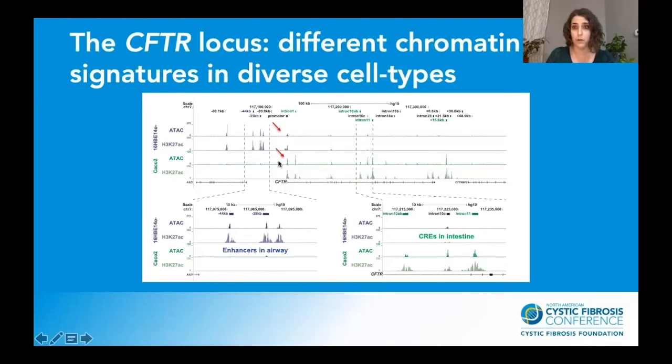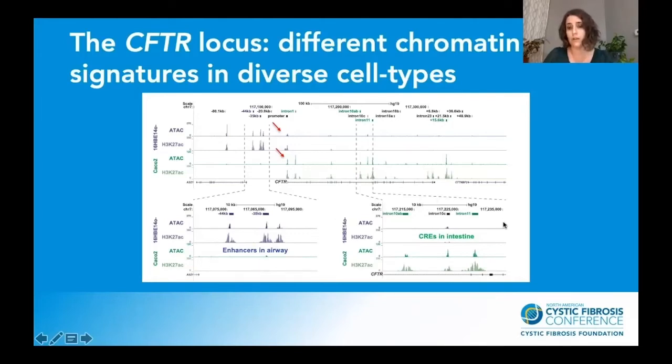Their promoter is open in both of them. But you can appreciate that there are dramatically different profiles in the different cell types. So zooming in and looking at some of the upstream regions of CFTR, where we know that there are airway enhancers at -35 kb and -44, in 16HBE cells, these sites are open and they have the active histone mark, H3K27 acetyl, whereas the site is closed and the histone mark is lacking in Caco-2 cells.